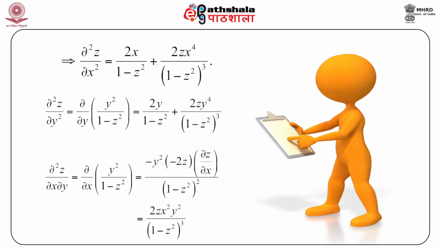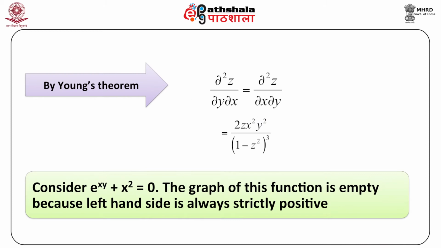∂²z/∂x∂y = ∂/∂x (y²/(1 − z²)) = −y²(−2z ∂z/∂x)/(1 − z²)², which is equal to 2z x² y²/(1 − z²)³. By Young's theorem, ∂²z/∂y∂x = ∂²z/∂x∂y, which is equal to 2z x² y²/(1 − z²)³.